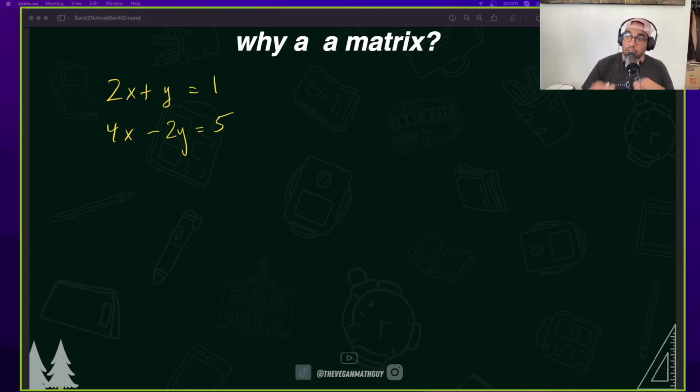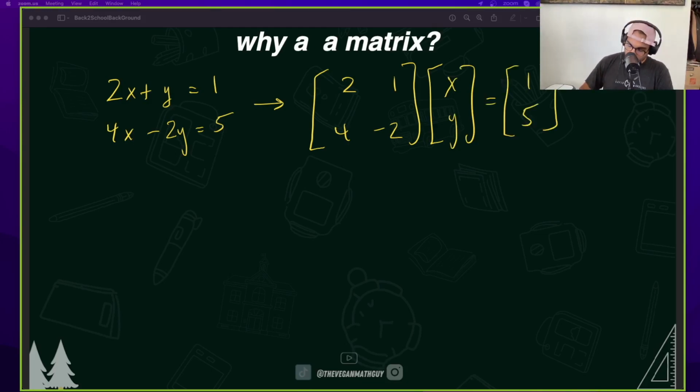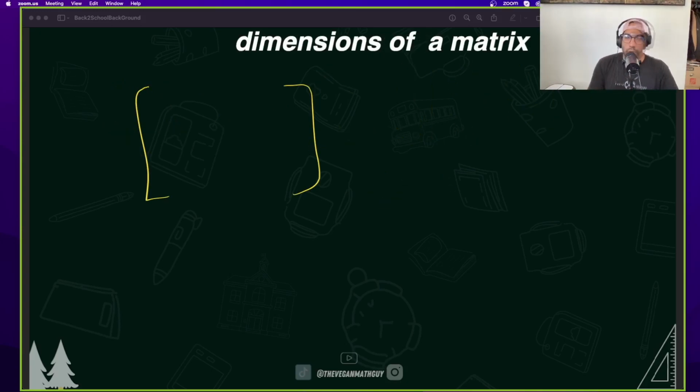So something like this can be turned into a matrix to look like this. And later on in linear algebra, you're going to study matrices that look something like A times X is equal to B. But before we even do that, let's go ahead and talk about how to find dimensions of a matrix. So whenever we have a matrix, we're always going to define it by its rows and its number of columns.